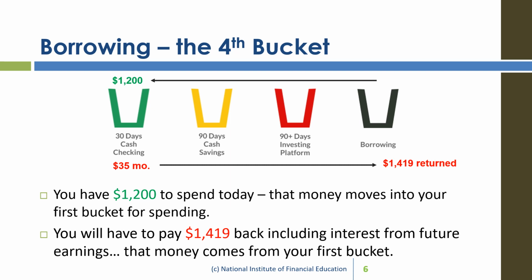So for 41 months, present self is returning money to future self, and over time, $1,419 will be going into that borrowing bucket. Why is this so important? Your goal is to avoid having less money in the green bucket than your monthly expenses. By borrowing, you're creating an obligation that makes it more difficult to save.